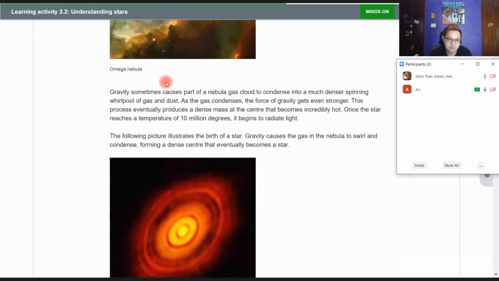Gravity sometimes causes part of a nebula gas cloud to condense into a much denser spinning whirlpool of gas and dust. So it becomes like a plate, you know.